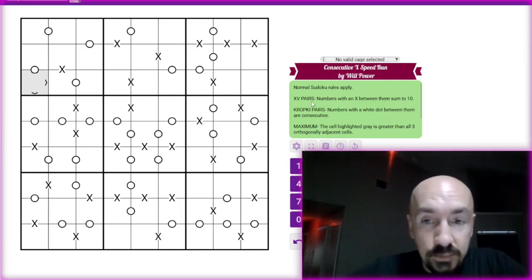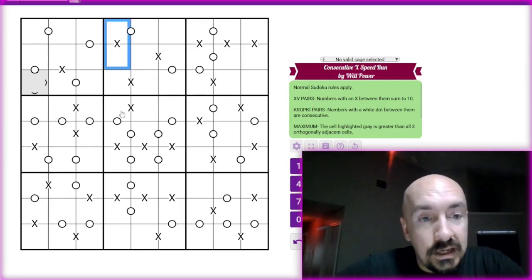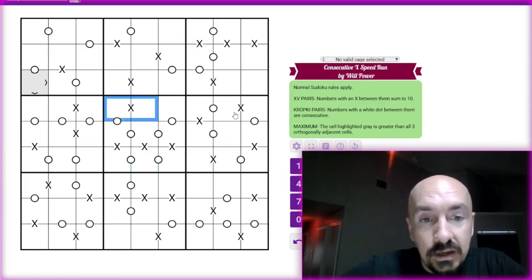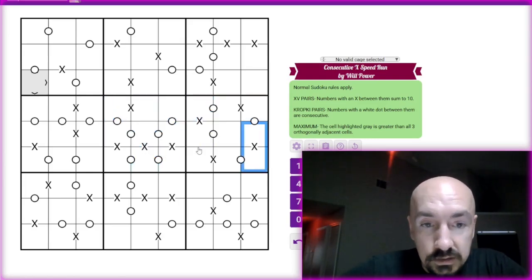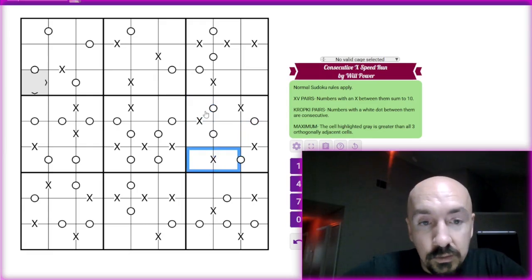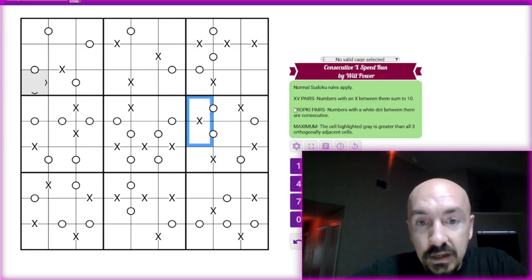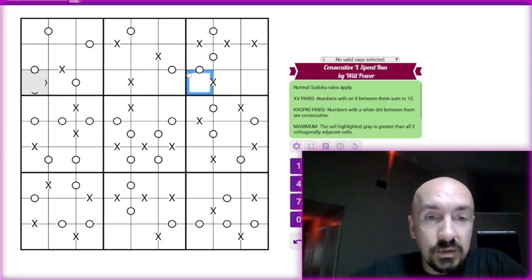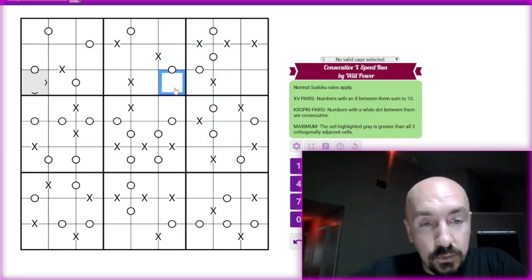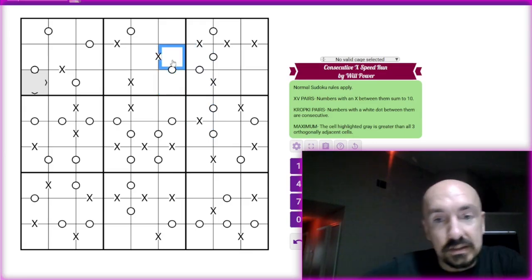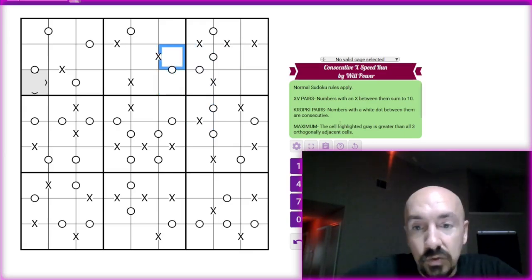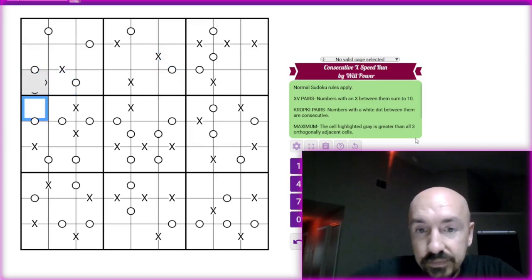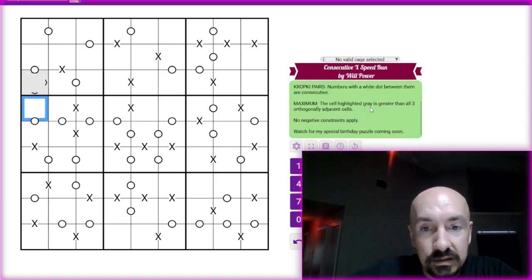Okay, so XV pairs. Anything in the X, like the Roman numeral X, has to add up to 10 with no repeating digits, okay? Consecutive pairs: numbers with a white dot between them are consecutive. So these can be 1, 2, 3. This can be 3, 4, 3, 4, 5, 6, etc. A cell highlighted in gray is greater than all of its orthogonally adjacent cells. The no negative constraints apply.